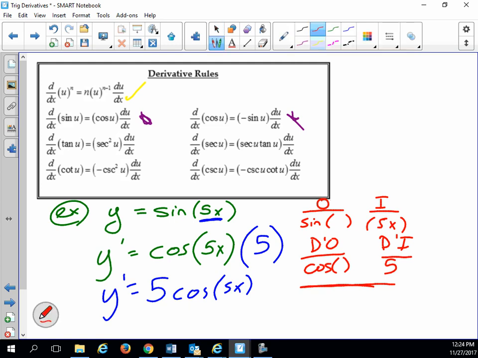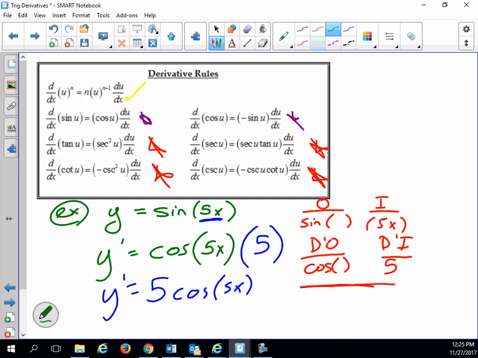Then, we have derivative of tangent is secant squared. Derivative of cotangent is negative cosecant squared. Now please note, the tangent goes with secant, cotangent goes with negative cosecant. If you look over here at secant, secant goes with secant tangent, and derivative of cosecant is negative cosecant cotangent. Here's a way to remember these.